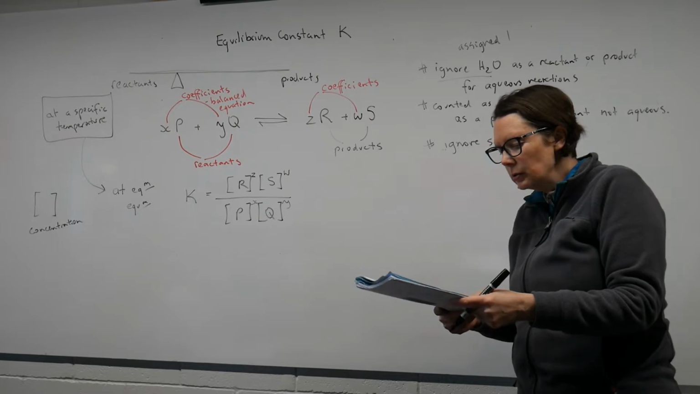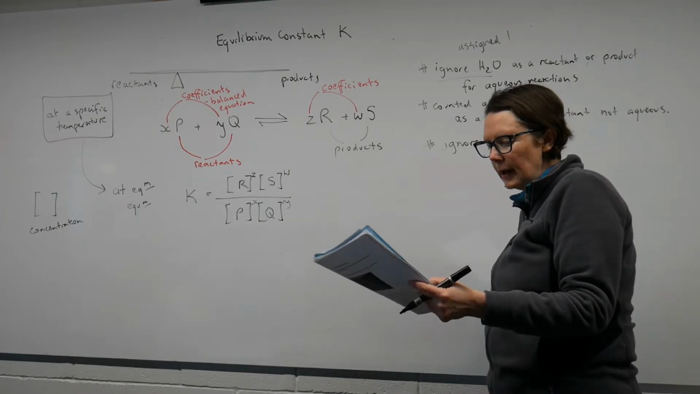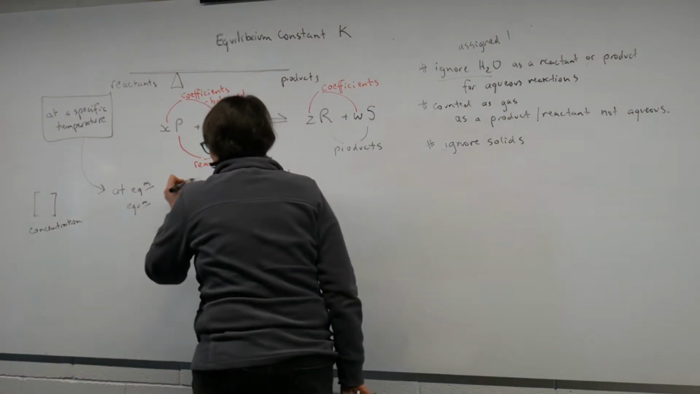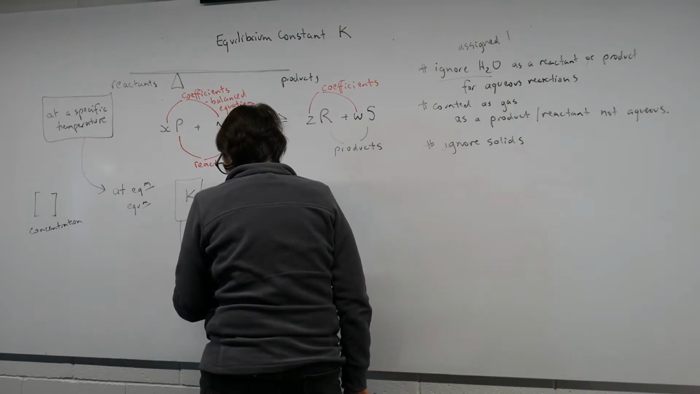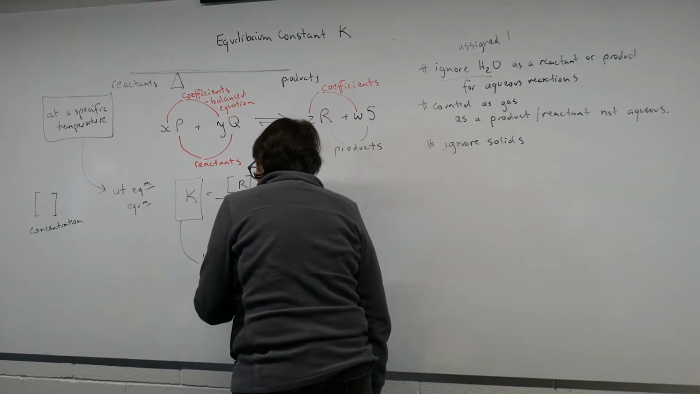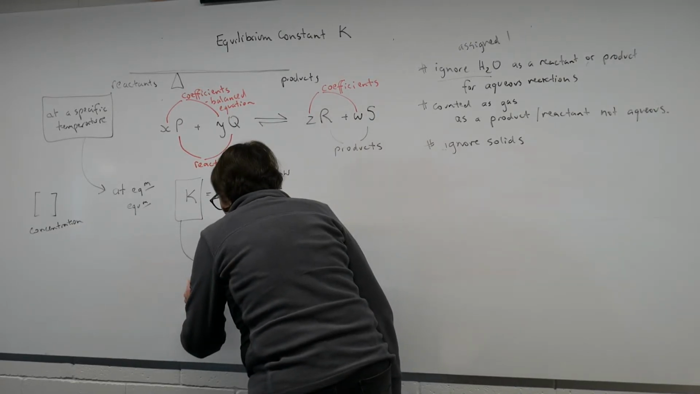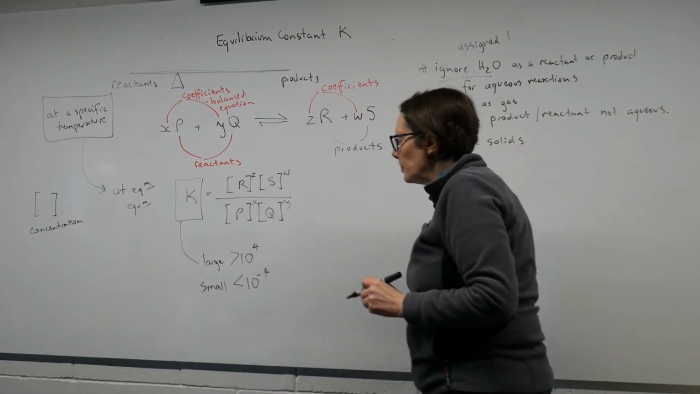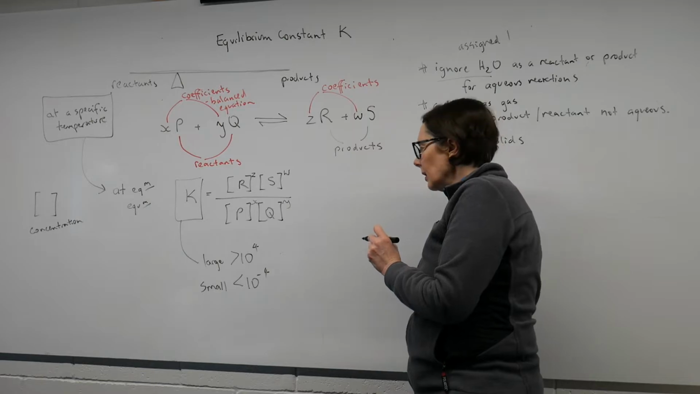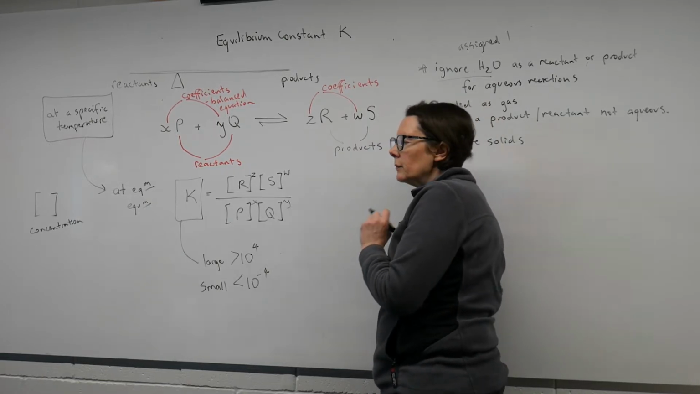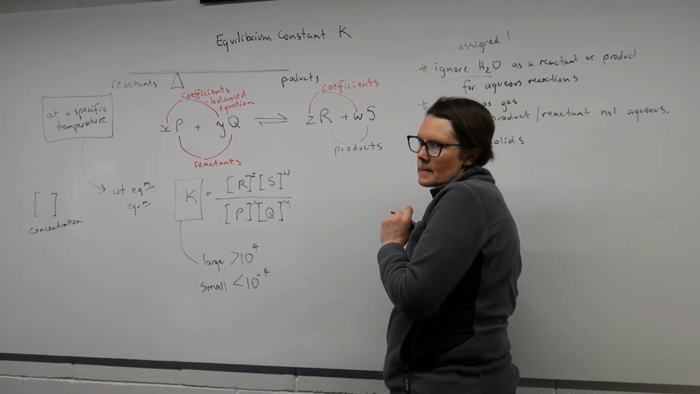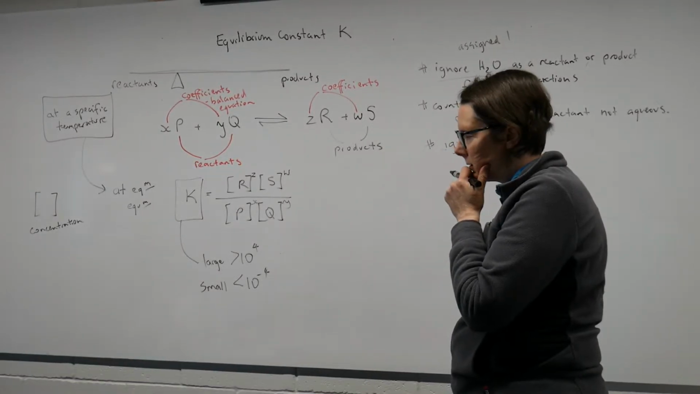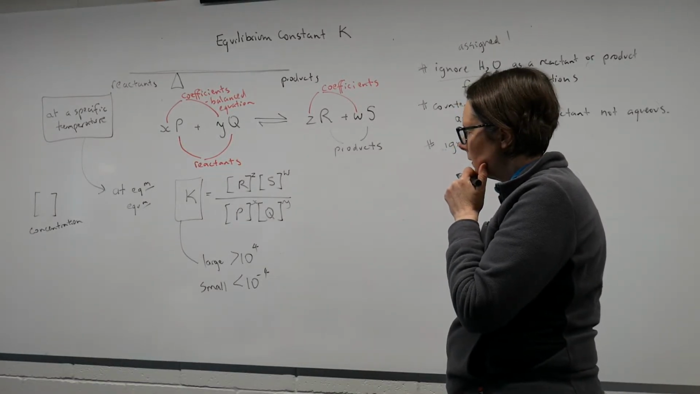So point 2 here also tells us that K is large. K is considered large if it's greater than 10 to the 4 and small if it's less than 10 to the minus 4. But we can say that anything greater than 1 favours what? Any value greater than 1 favours what?